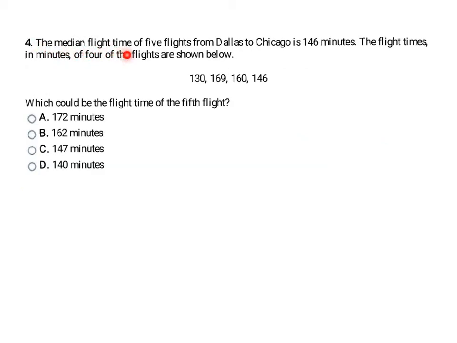So here, the median flight time of 5 flights from Dallas to Chicago is 146 minutes. The flight times in minutes of 4 of the flights are shown below. So it could be a flight time of the 5th flight. So I'm going to go ahead and put these 4 that I do know in order, from smallest to biggest.